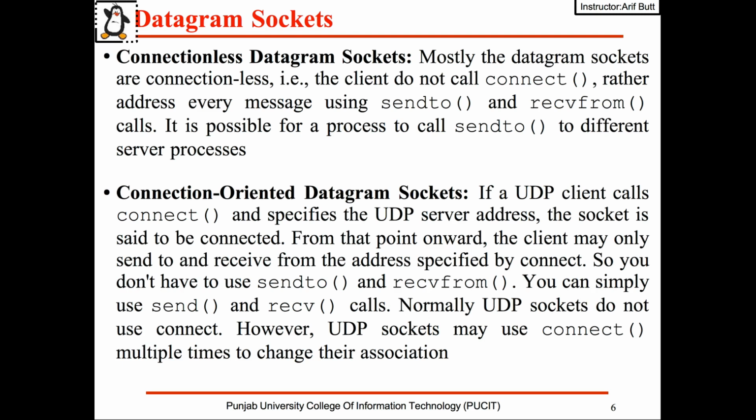In case of a connection-oriented datagram socket, the client calls connect and specifies the UDP server address. The socket in that case is said to be connected. And from that point onward, the client may only send to and receive from the address specified in the connect call. So the client does not have to use the sendto or recvfrom call. The client can simply use the send and recv or the write and read system calls.